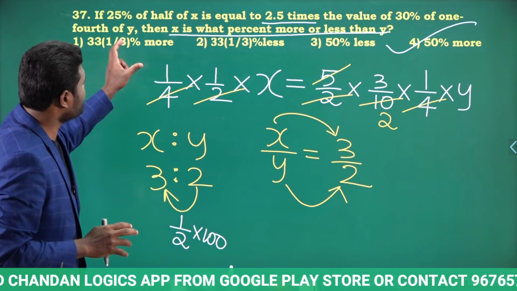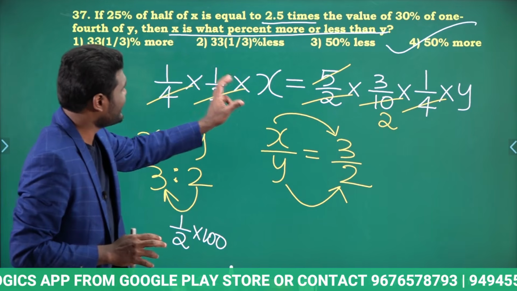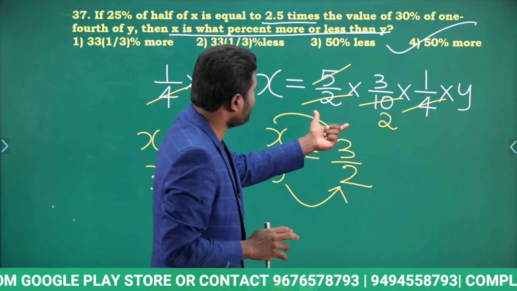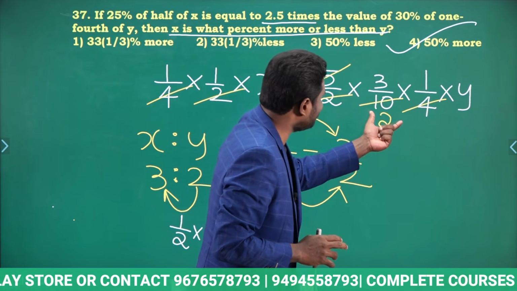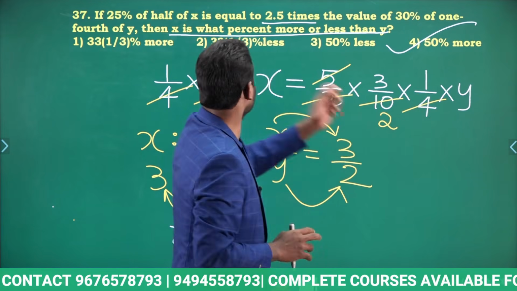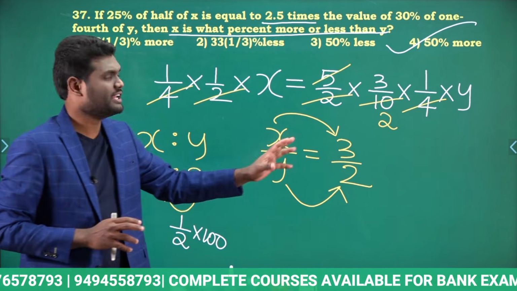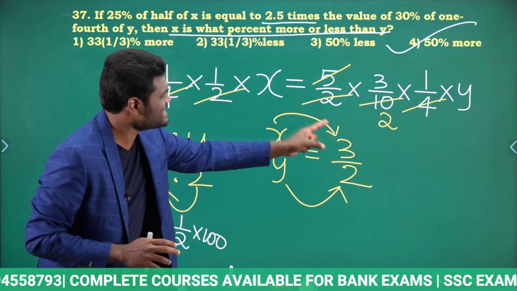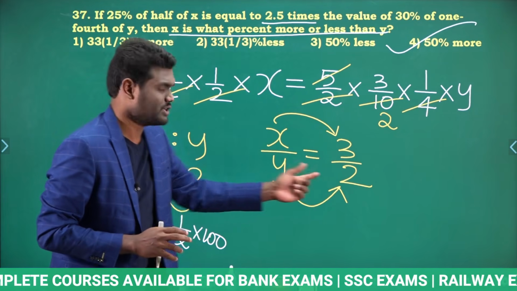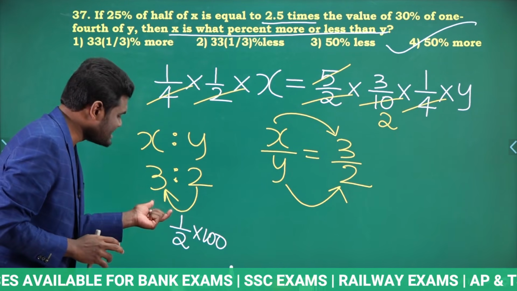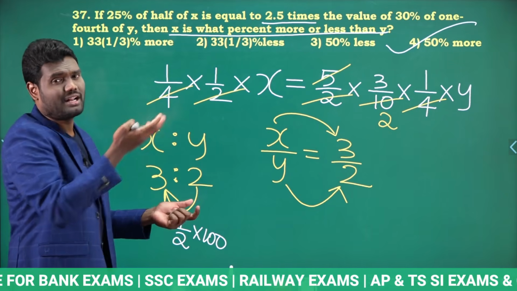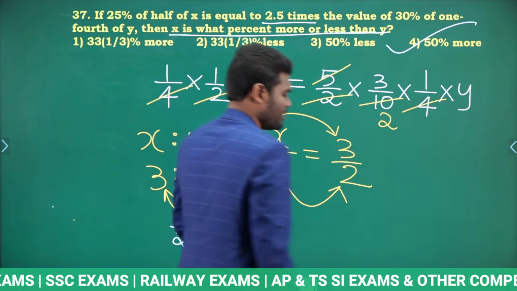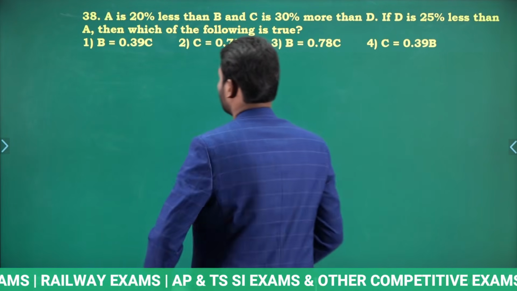That is, 25% of half of X is equal to 2.5 times of 30% of 1 by 4th of Y. So, once you frame the relation, you will come to know that X is 3 parts and Y is 2 parts. So we can say that X is 50% more than Y. Okay, very simple question. Let us look at the next one.